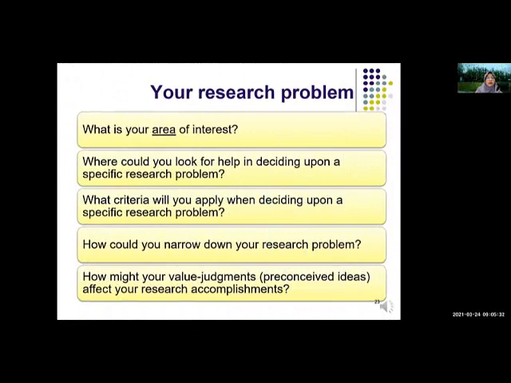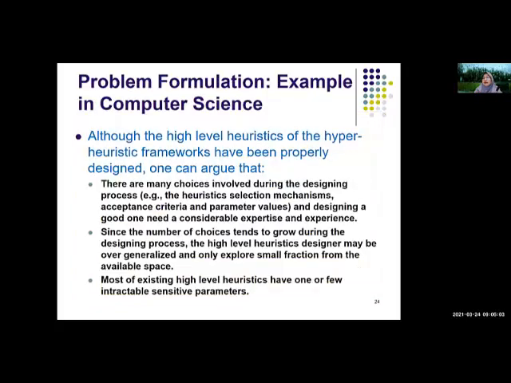So for your research problem, you need to identify what your area of interest is, where you could look for help in deciding upon a specific research problem, what criteria you will apply when deciding upon a specific research problem, how you could narrow down your research problem, and how your value judgment might affect your research accomplishment. Let's have a look at an example in computer science.